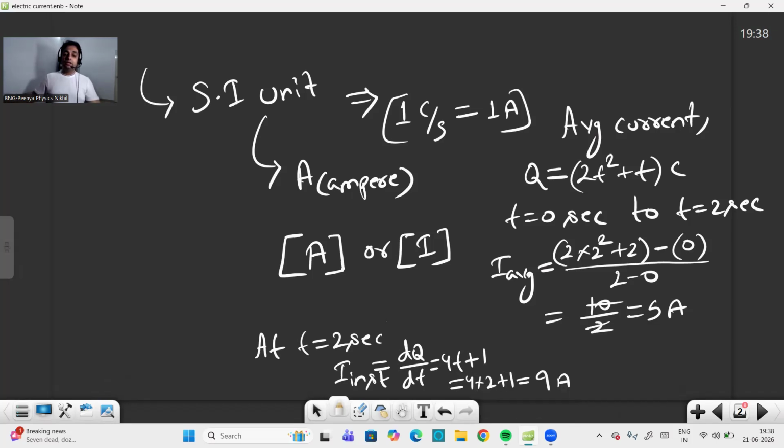Correct. So here you see the difference. In instantaneous current, we differentiated Q with respect to time, got 4t plus 1, and then put t equals 2 and got 9 ampere. But when it asks for 0 to 2 second, we find delta Q divided by the total duration of time, and we got 5 ampere. So this is the difference between finding the average current and the instantaneous current. Okay, I hope you understood this.